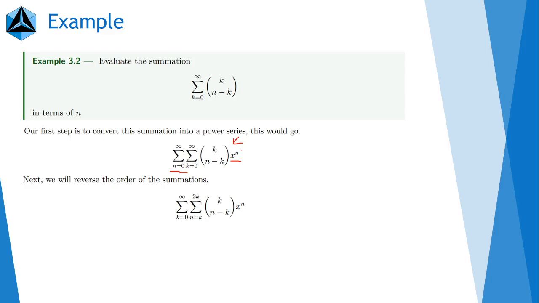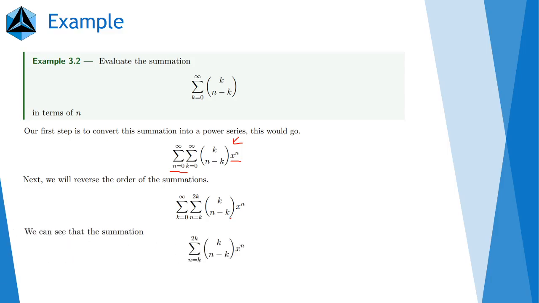So now we can reverse the order of the summations. That's the key part here. We put the k equals 0 to infinity on the outside, and we have n equals k to 2k now on the inside because we switched the order of the summations. And we still have this bit over here, k choose n minus k of x to the n.